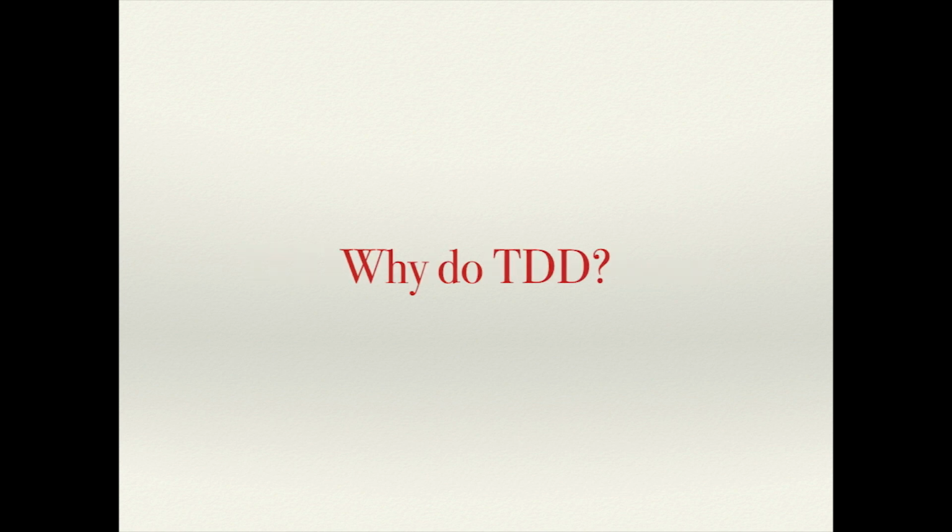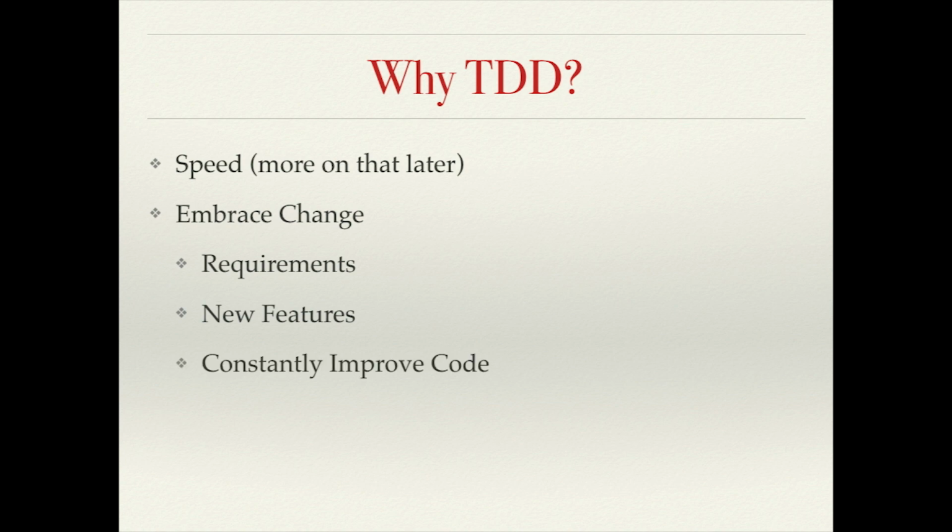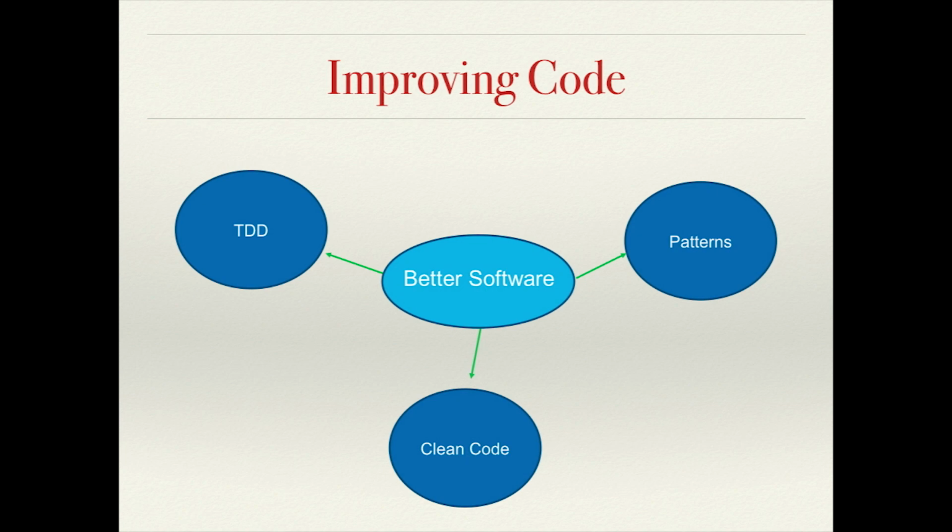Yesterday I had a whole talk on why do TDD, but to sum up that talk, I'm going to touch on speed. The key point of my talk yesterday was about being able to embrace change, whether it's new requirements or new features, but also to constantly improve our code, right? That's the need that we feel, but we're always scared of improving our code because we're scared of breaking things. If we're doing test-driven development, that fear tends to go away. One of the things I called out yesterday was that the nice thing about TDD is you may not start out your system with the optimal patterns, with the cleanest of code. You may compromise on these fronts.